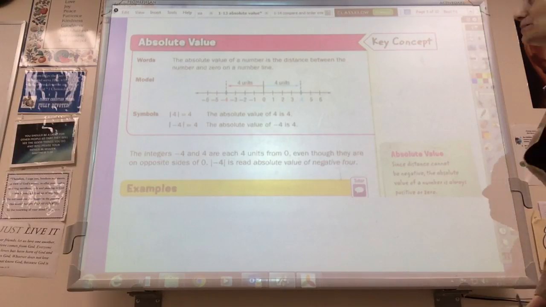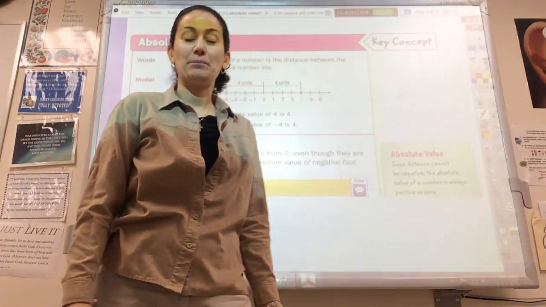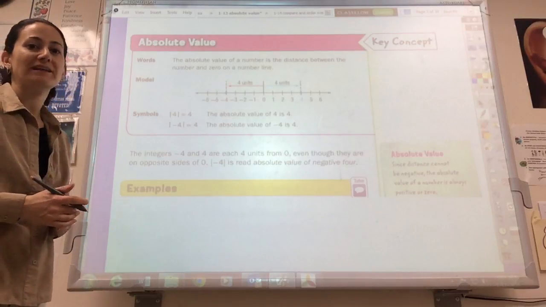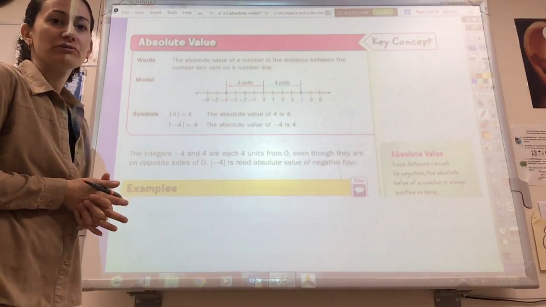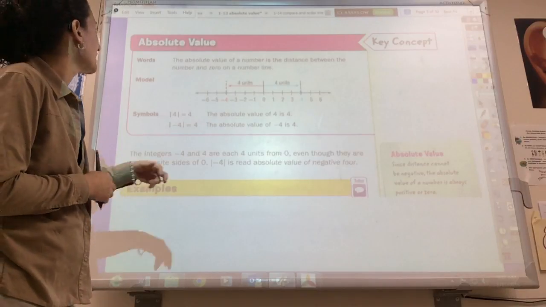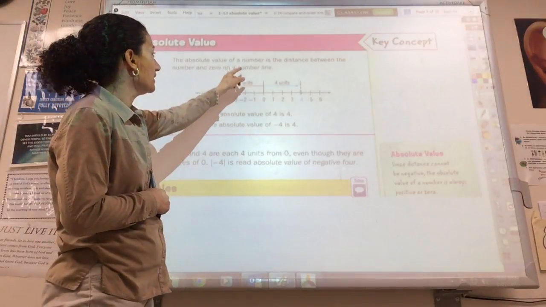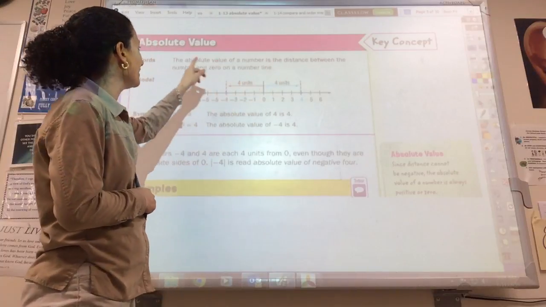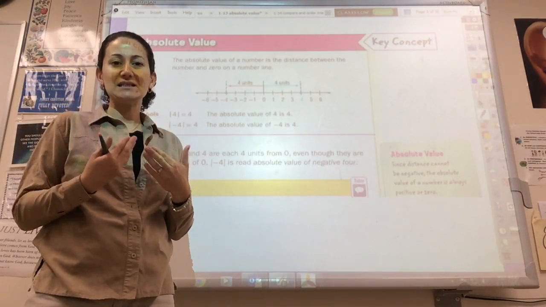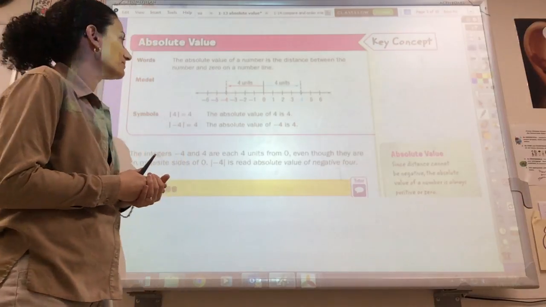A lot of kids think absolute value is the same thing as the opposite, but it isn't. Absolute value, take a look at the definition. I want you to write down this definition on your note sheet or in your journals and try to memorize it. The absolute value of a number is the distance between the number and 0. Absolute value is the distance from 0.